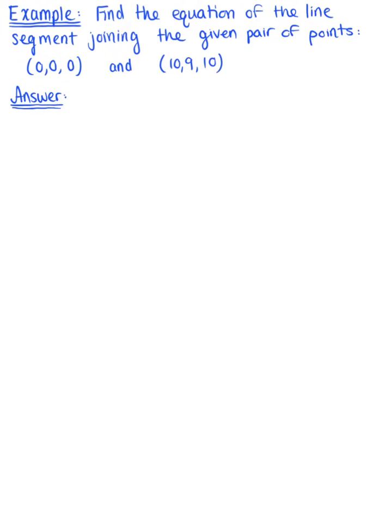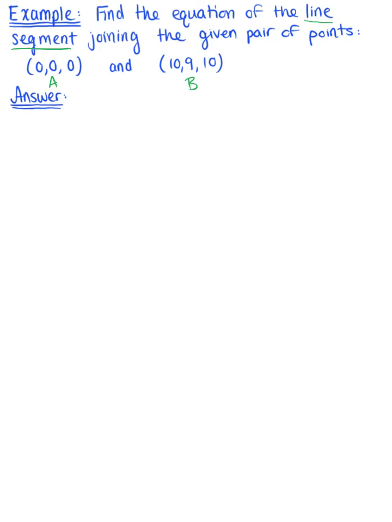Find the equation of the line segment joining the given pair of points. So here we have 2 points. We have the origin, which we'll label as point A, and we have the point (10, 9, 10), which we will label as point B. So here we want the equation of the line segment. Everything will be the same except the bounds on t. So be careful as you proceed.